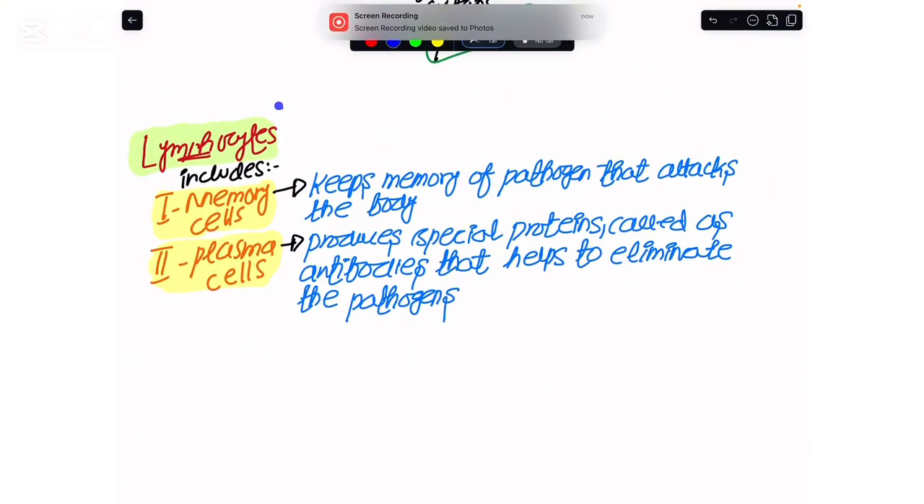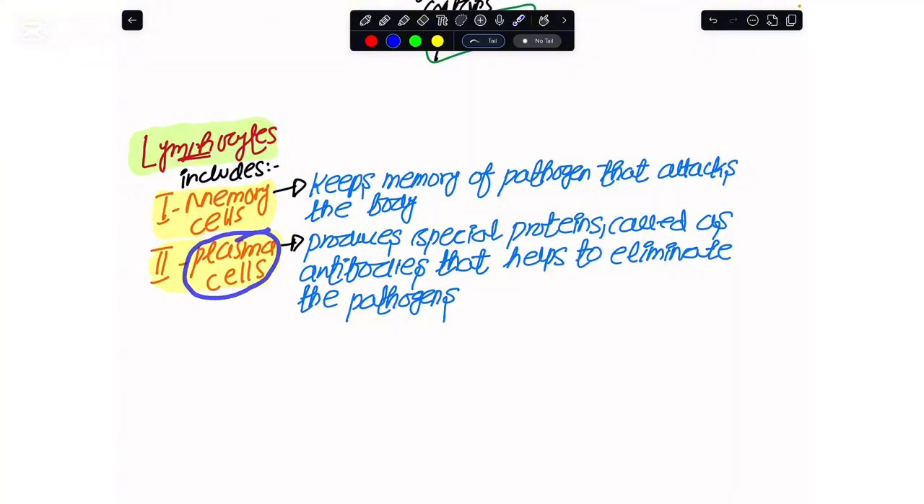Now, lastly, among the lymphocytes, we have two further subtypes. One would be the plasma cells, and then there would be the memory cells. The plasma cell is not a word that you have to remember, but you must know for your future classes that plasma cells are a further subtype of the lymphocyte. And what they do is release antibodies. And when these antibodies are released out of these plasma cells, they help to eliminate the pathogen.